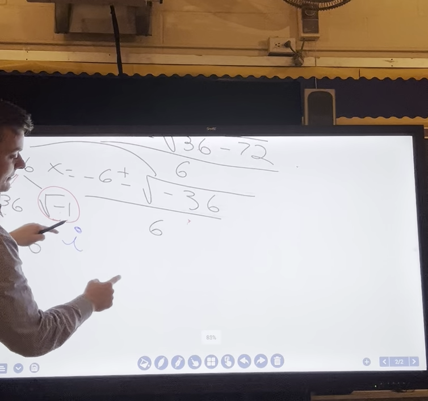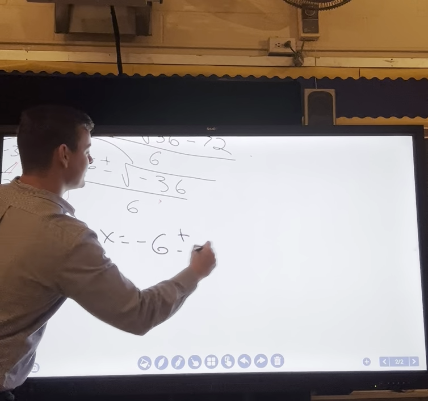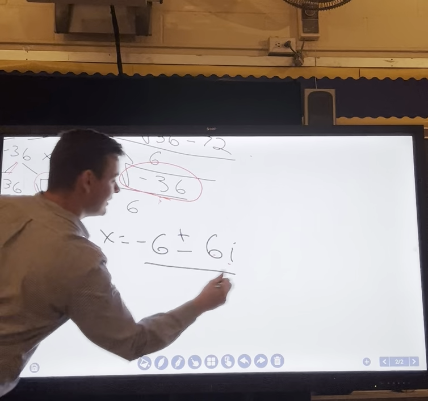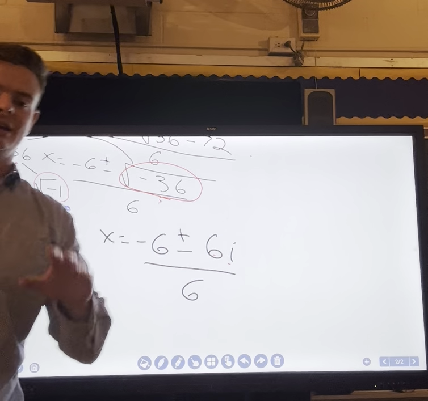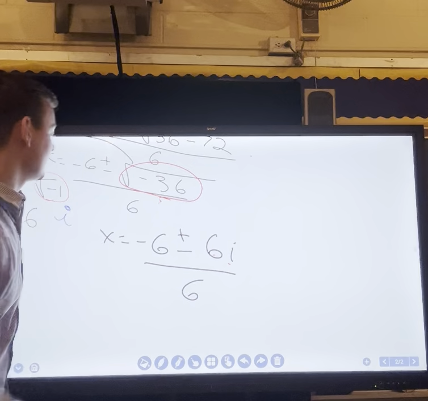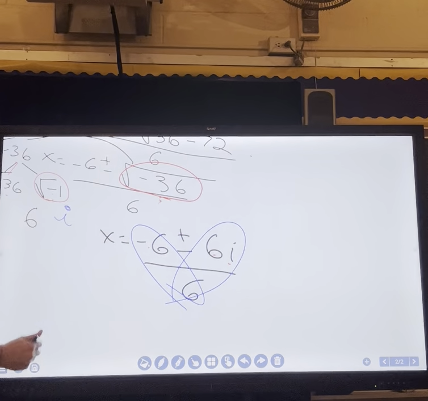Let's just zoom this out a bit. I'm left with x equals negative 6 plus or minus, instead of writing this, I can write this 6i, all divided by 6. Lastly, I really can't add 6 plus 6i. I don't know how to do that. So I can do this heart method, which is negative 6 divided by 6.